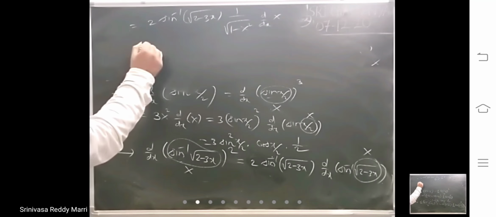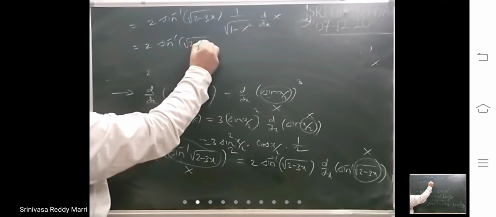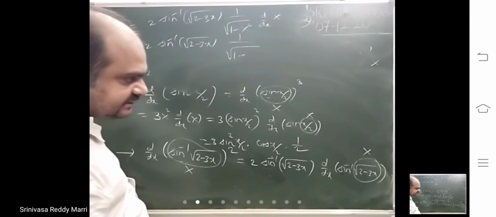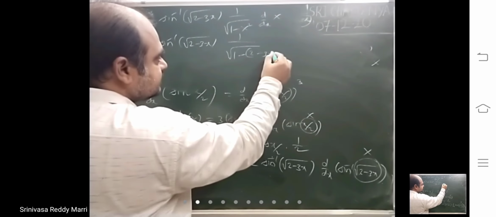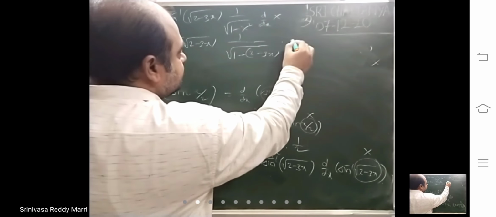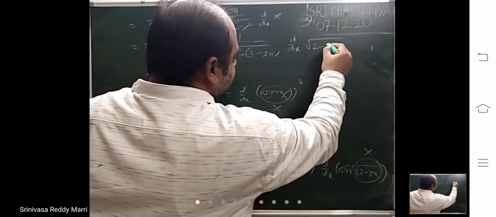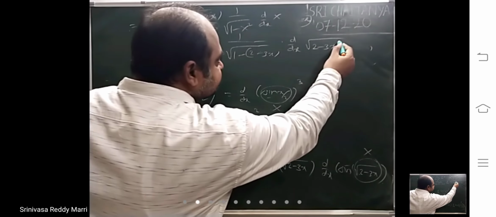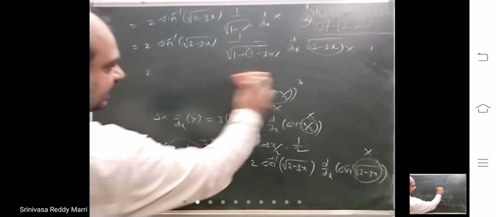So that means one by root of 1 minus capital X square is what? 2 minus 3x into d by dx of root of 2 minus 3x. Now you got another fresh differentiation. This is capital X. Root x formula.